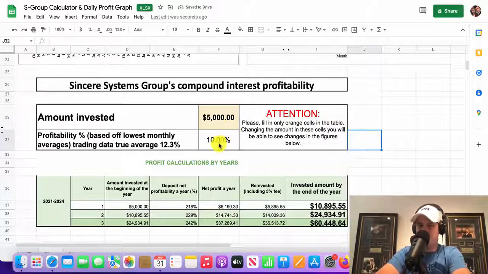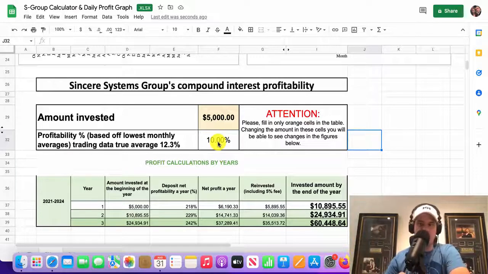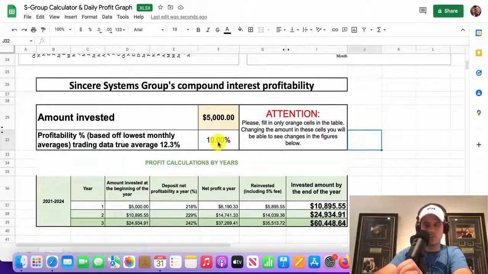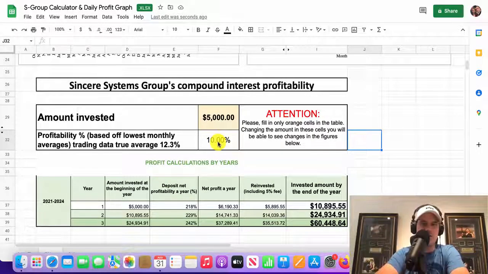I keep this at 10%. The average income over the past 5 years of S Group, since 2018, so 4 point something years, is 12.3%. I keep this at 10% because it gives me a lower average of my possible outcome. So when I achieve my outcome, it's better than what I'm seeing through this calculator. Guys, I highly recommend you do that. Don't come in here and put in like 14%.